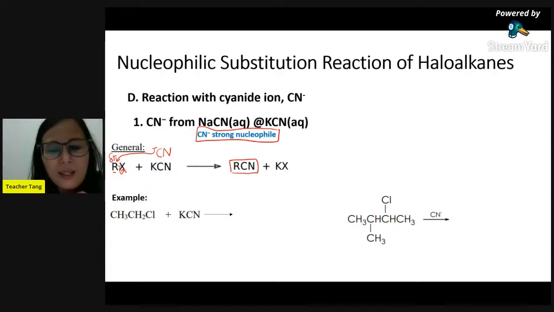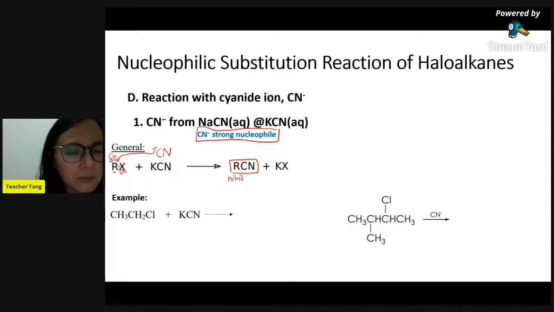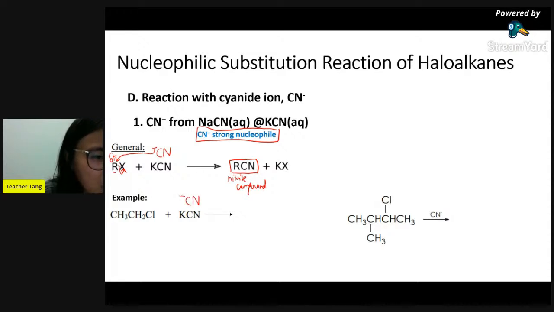So this is your nitrile compound, and your byproduct will come out as X minus, combined with the potassium ion to give you potassium halide. Okay, so again we look at the example. For potassium cyanide, where is your nucleophile? Your nucleophile is the cyanide ion, and the negative charge is on the carbon.